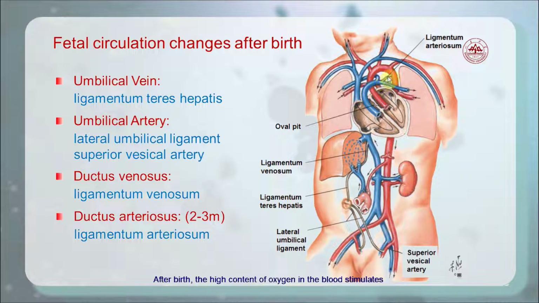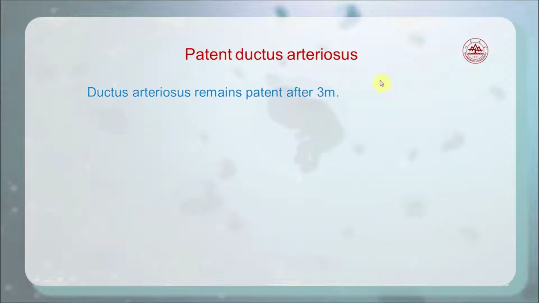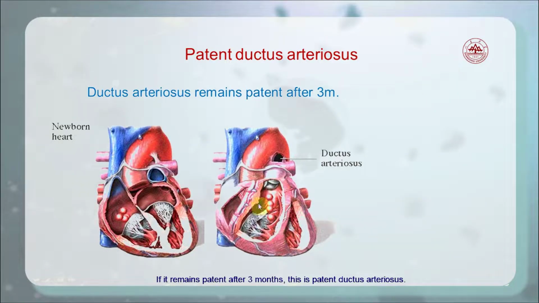After birth, the high content of oxygen in the blood stimulates the smooth muscle in the wall of the ductus arteriosus to constrict continuously. About 2 or 3 months later, the ductus arteriosus is structurally closed and forms the ligamentum arteriosum. If it remains patent after 3 months, this is patent ductus arteriosus.